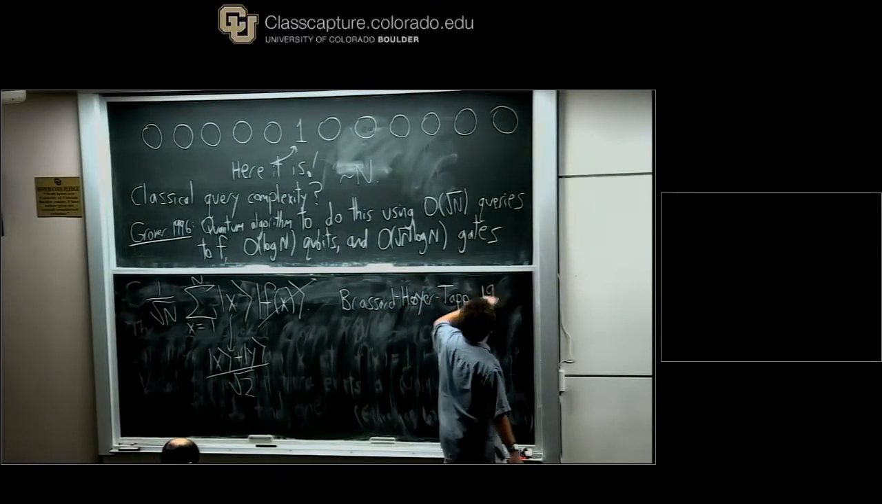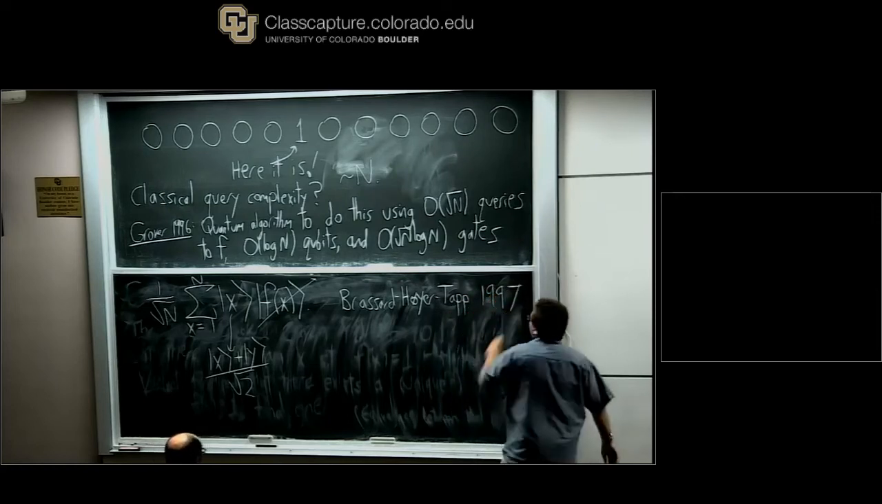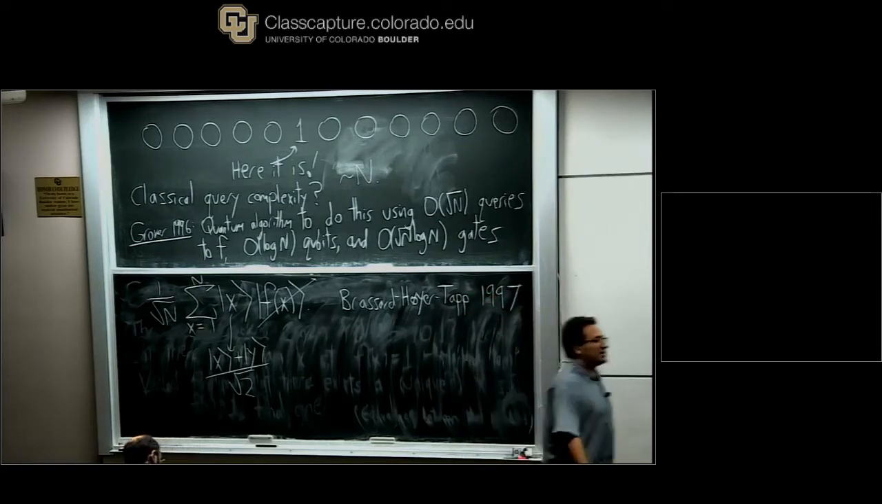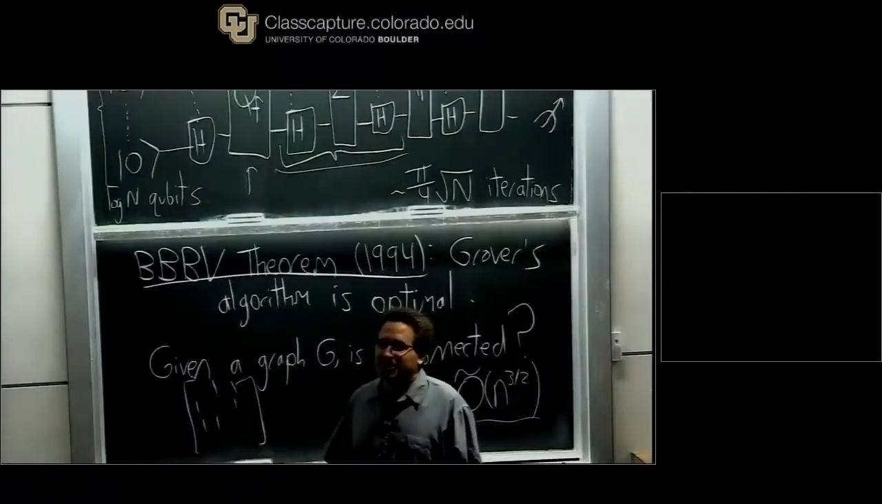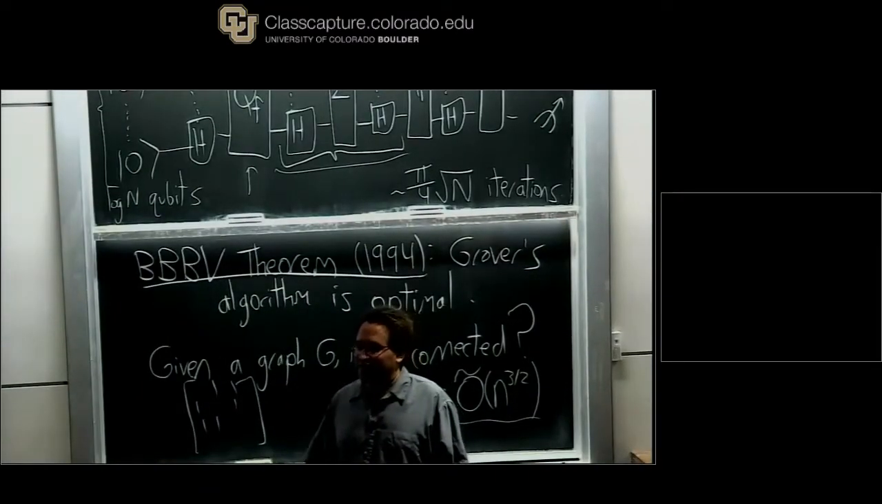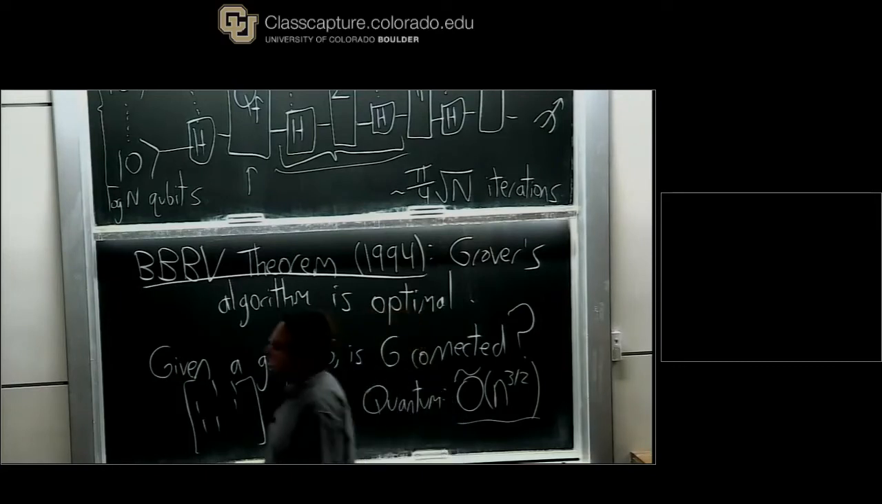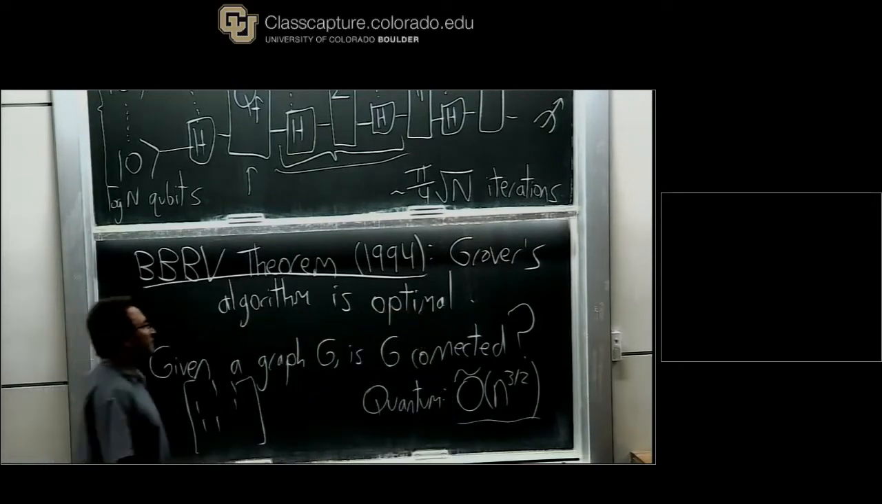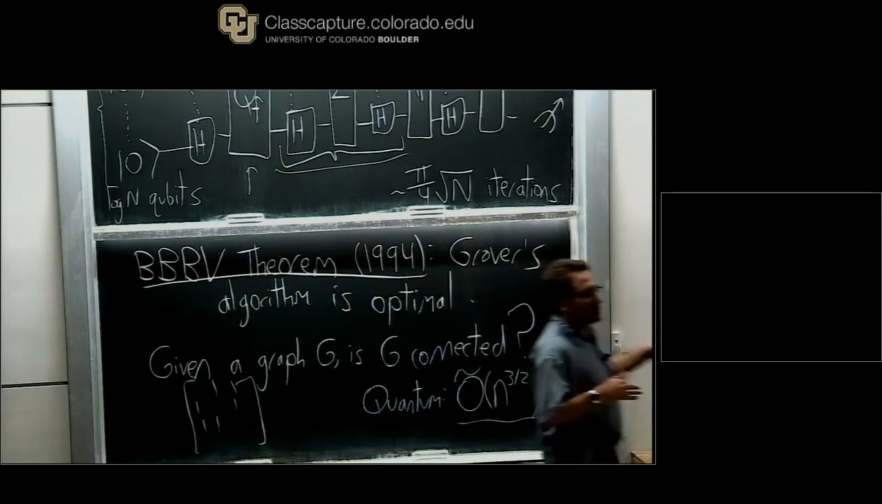Now we come to a beautiful observation of Brassard, Hoyer, and Tapp from 1997. What they say is, let's munge together Grover's algorithm, right? We could certainly use Grover's algorithm to find a collision in square root of n time.